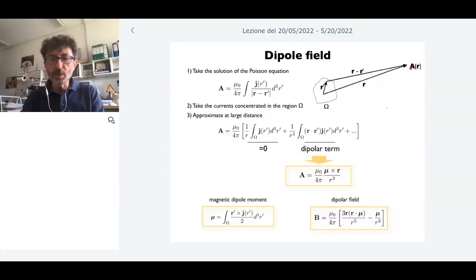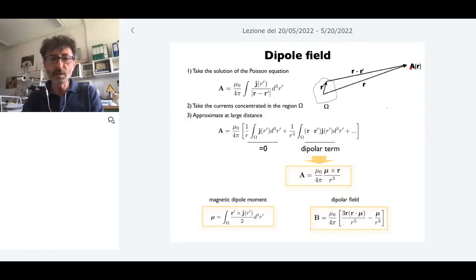We have to compute the series expansion, and then we find several terms. The first, the second, the third, and so on. We limited ourselves to the first two. So the first is just 1 over R of the integral of the current over the volume where the currents are concentrated. But if you think about it, we have already hypothesized that these currents are not accumulating charges anywhere. So if you integrate over all the volume, this integral must be 0.